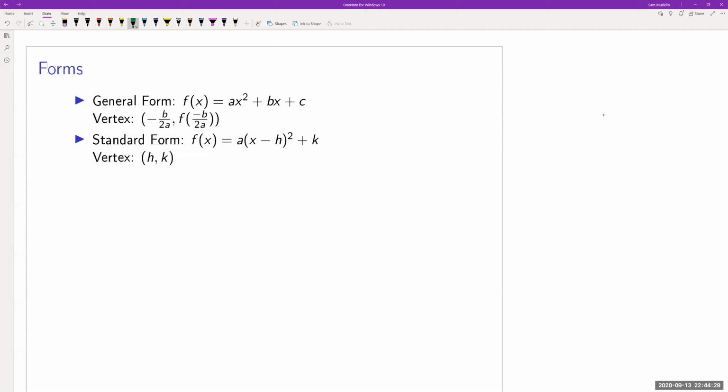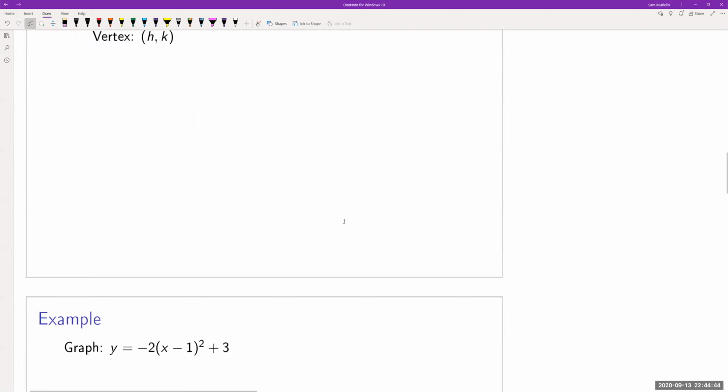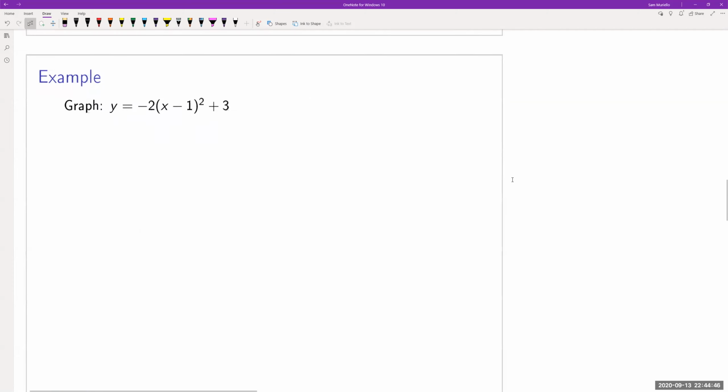Now, if you're given an equation in general form, usually your best bet is to convert it into standard form and then graph. This will usually be very nice in order to get a graph and easier than going through another method. Let's go through a couple of examples here. Let's suppose that I wanted to graph this equation, y equals negative 2 times x minus 1 squared plus 3. In order to graph this, I will treat it like a transformation. So just like before, I've got a shift right by 1 and up 3.